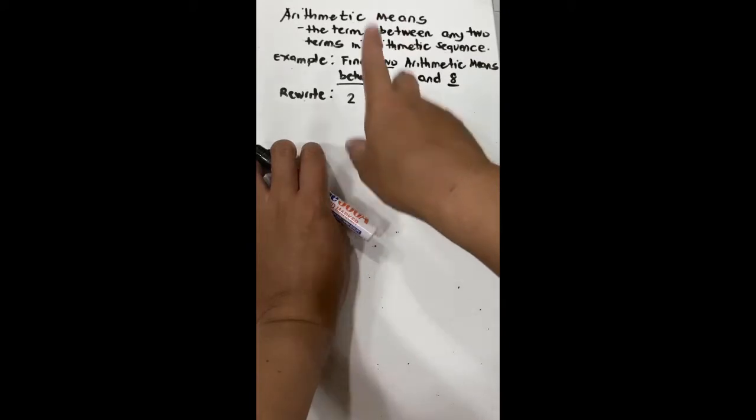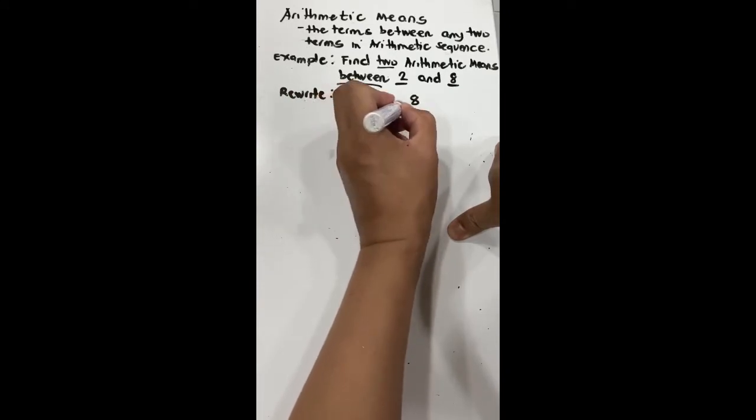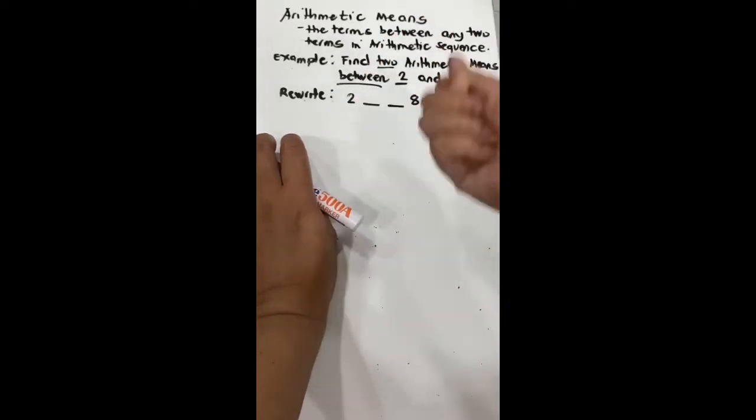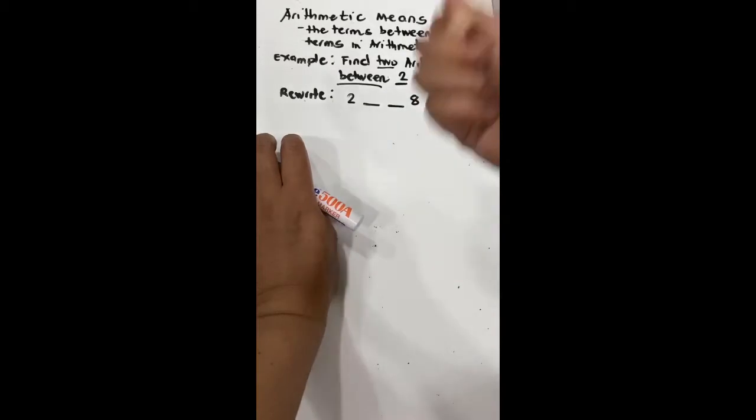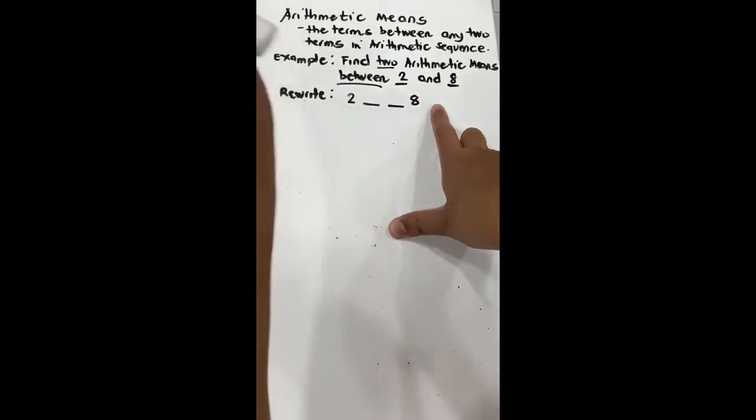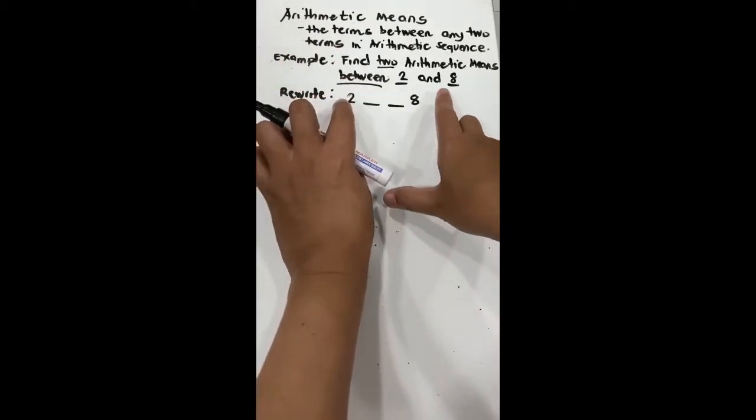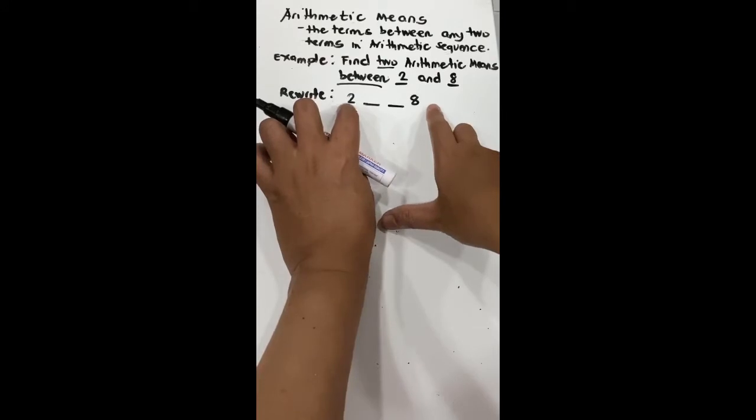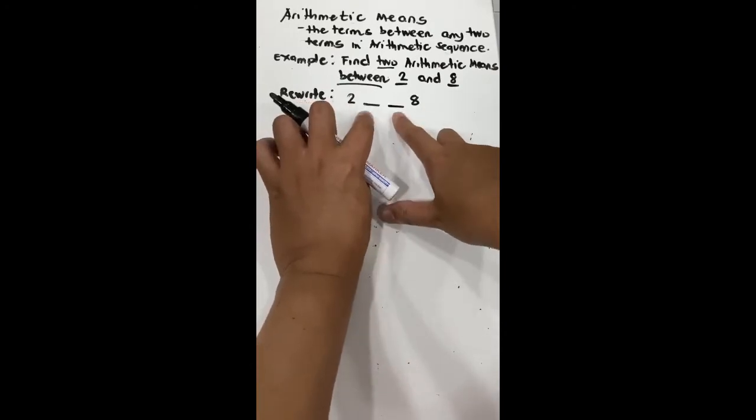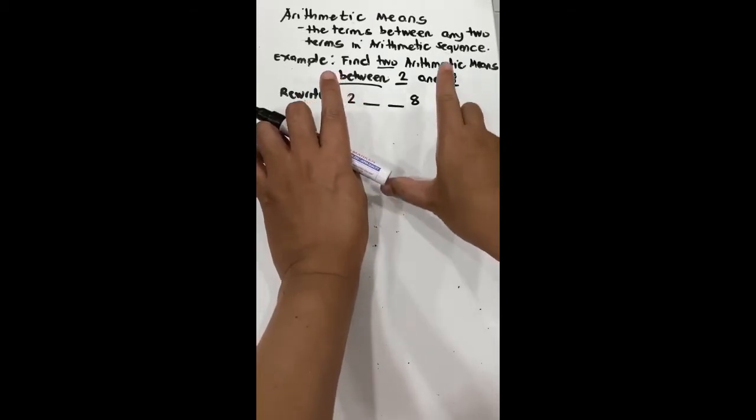Since hindi natin alam kung ano yung mga terms or numbers na yon, ang gagawin natin, magdodrawing tayo ng blank or iba-blanko muna natin. Basta ang alam natin, merong dalawang terms or numbers na nasa pagitan ng 2 and 8. So again, kapag sinabi nating arithmetic means, ito yung mga terms or numbers na nasa pagitan ng dalawang terms sa isang arithmetic sequence. Katulad ng nakikita nyo. So nasaan ang arithmetic means dyan? Ito, yung nasa pagitan ng dalawang terms. That's the meaning of arithmetic means.